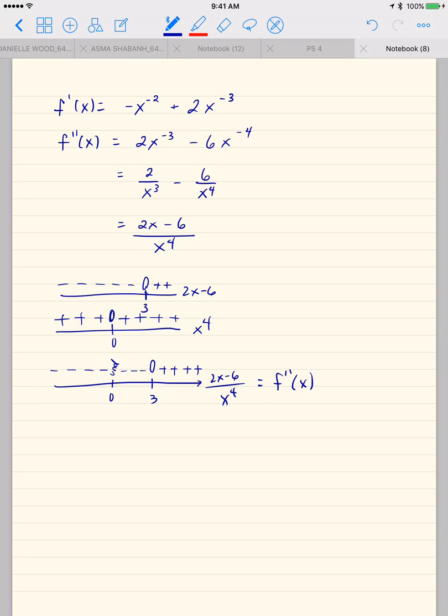So this tells us that f is concave up on 3 to infinity, and f is concave down on negative infinity to 0, union 0 to 3.